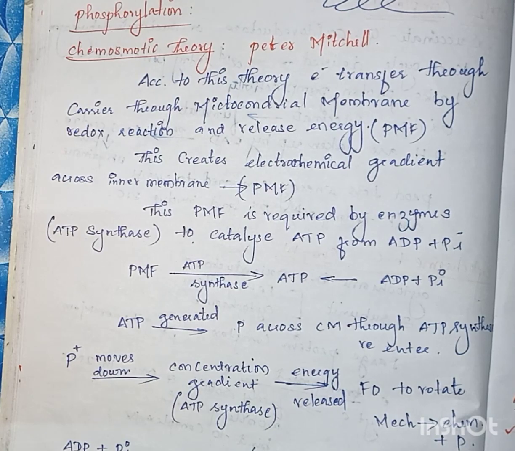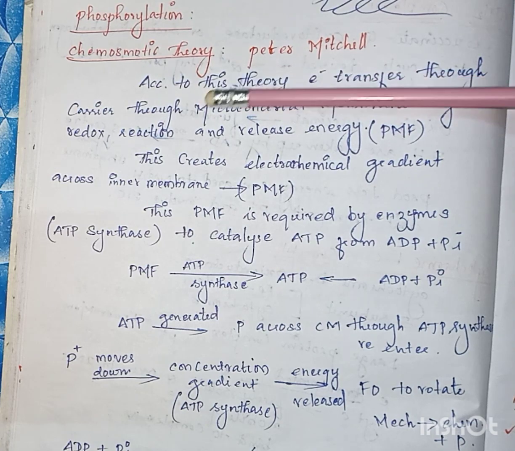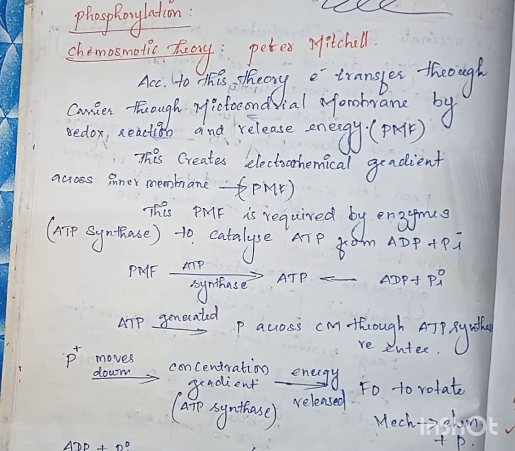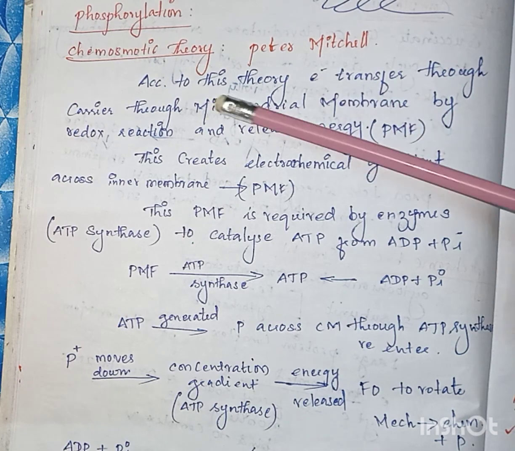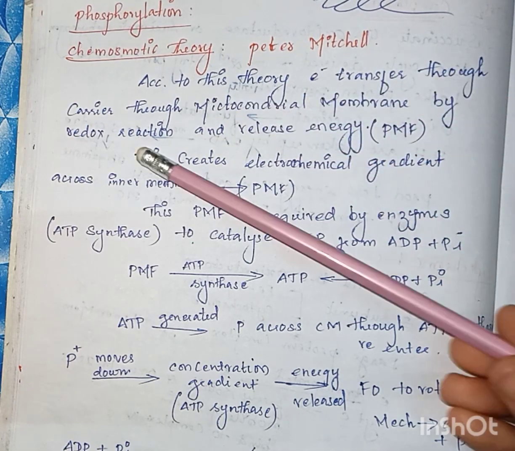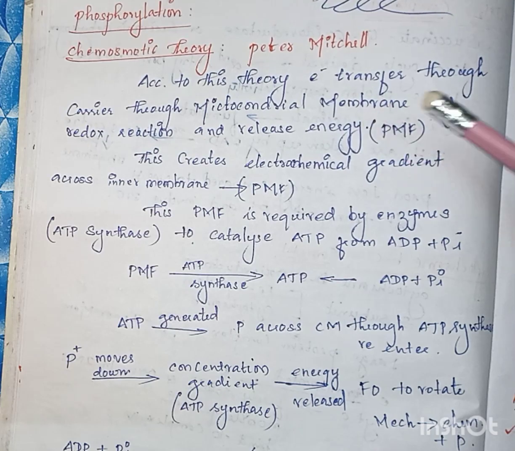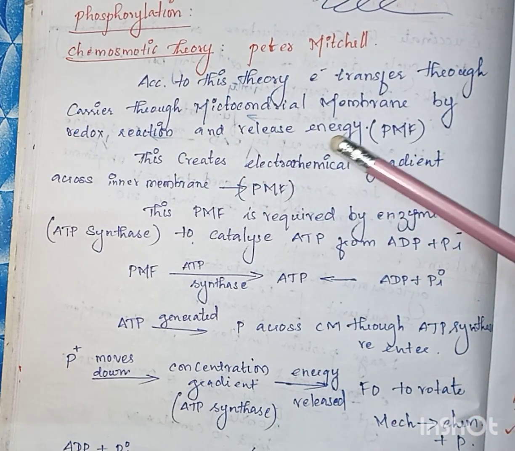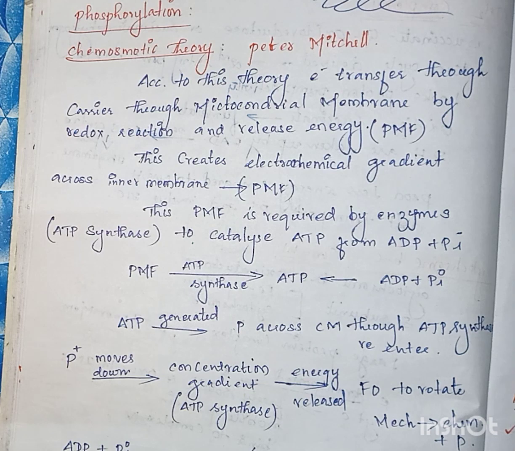Now let's discuss the phosphorylation. This is also called the chemiosmotic theory, which was introduced by Peter Mitchell. According to this theory, electrons are transferred through the electron carriers in the mitochondrial membrane by redox reactions and release energy called PMF. The electrons generated by the electron transport chain through the redox reaction create certain energy. Okay, so that energy is responsible for ATP synthesis.